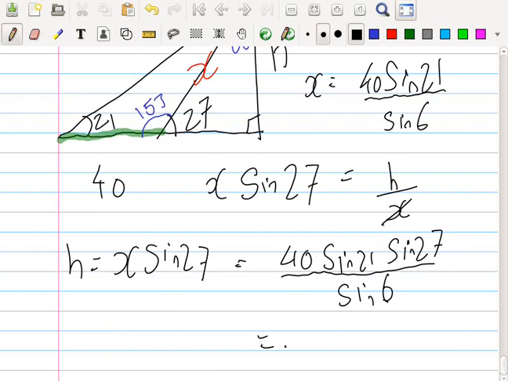I'll wait for someone else to get the answer as well. So tell me what you got here for H. Error. Oh dear. Yes? 62, yep. 25. If I round it off, it'd be 0.3 meters.